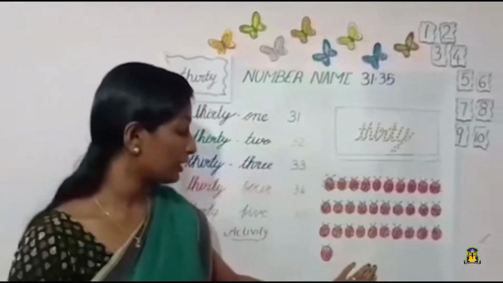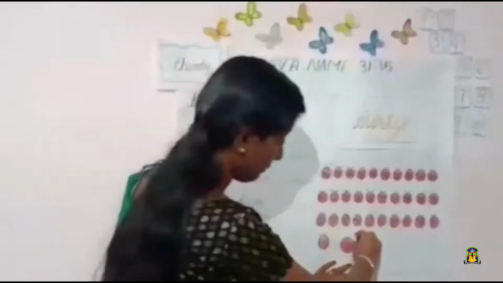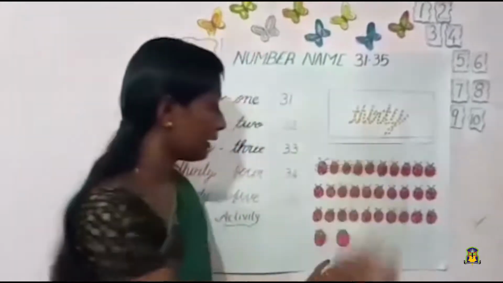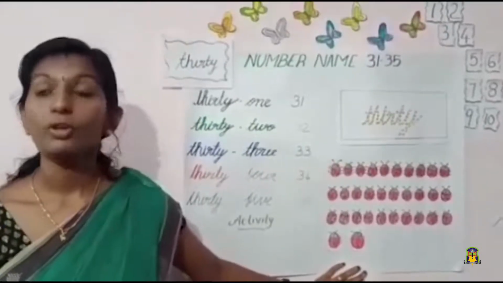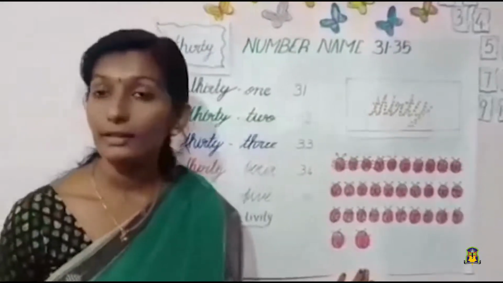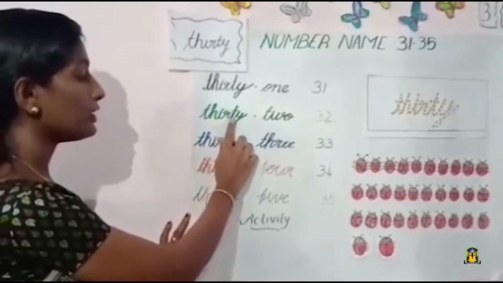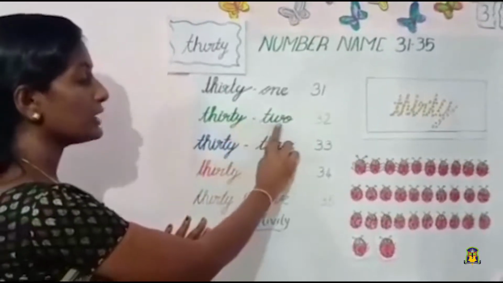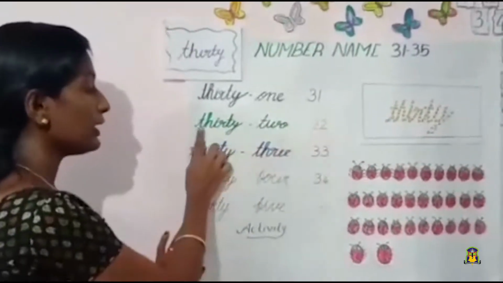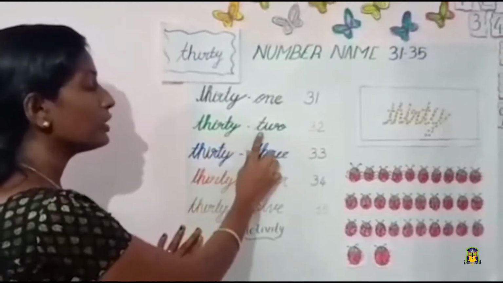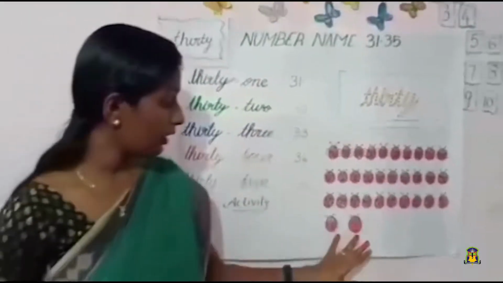Now we have 31 ladybugs here. When we add one more ladybug, it becomes 32. 30 and 2, 32. Now we learn the spelling of 32. T-H-I-R-T-Y, 30, T-W-O, 2, 32. Once again, T-H-I-R-T-Y, T-W-O, 32.